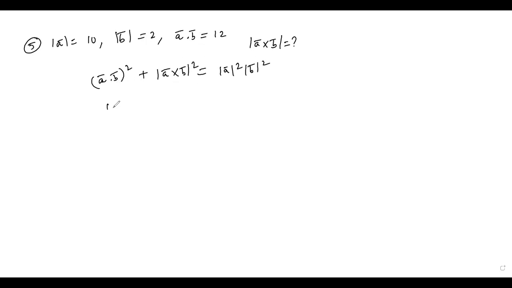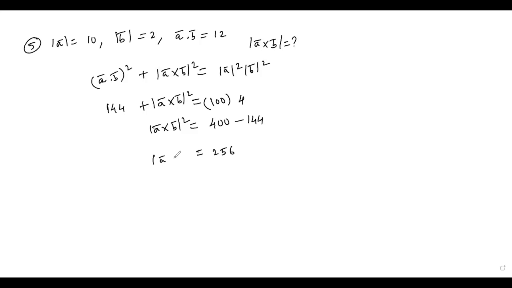A dot B is already 12, 12 square is 144, plus mod of A bar plus B bar whole square. Mod A bar square, that is 10 square, which is 100. 2 square is 4. Now here mod of A bar plus B bar whole square equals 400 minus 144. Clearly you will get 256. It is mod of A bar plus B bar whole square.